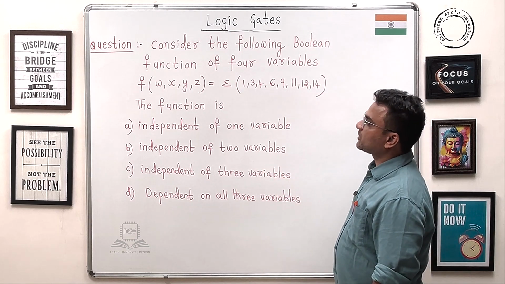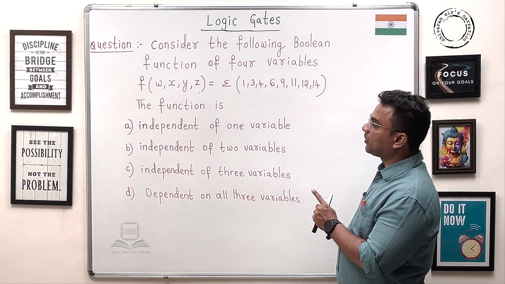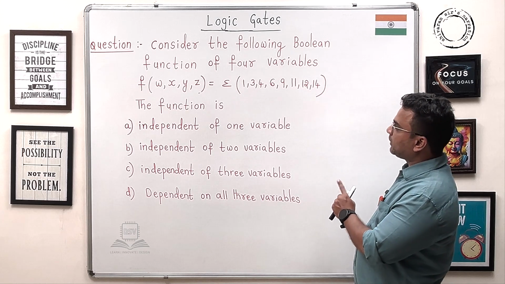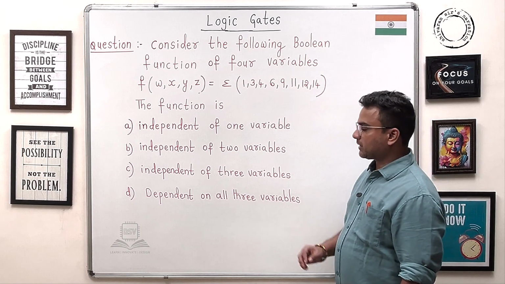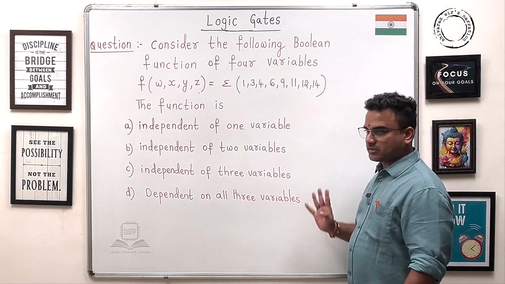Consider the following Boolean function of 4 variables: f of w, x, y, z is equal to sigma of 1, 3, 4, 6, 9, 11, 12, 14. The function is independent of 1 variable, 2 variables, 3 variables, or all the 3 variables.